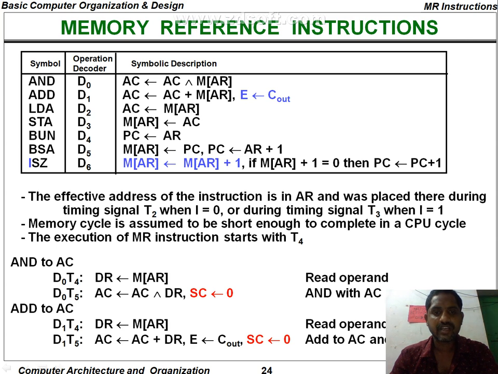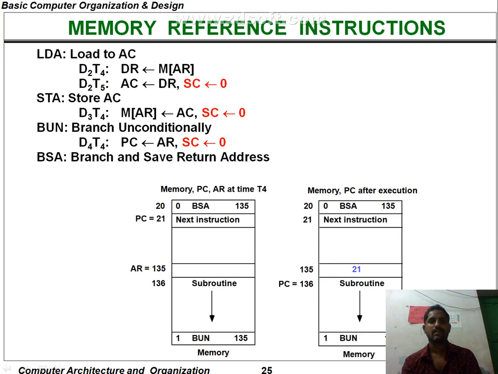The memory cycle is assumed to be short enough to complete within the CPU cycles. And to AC, add to AC, that is read operand and with AC, and read operand add with AC. So these are memory references: load to accumulator, store to accumulator, branch unconditional, branch and save address. Okay, these are the instructions: memory, PC, address register, time of decode, memory of execution. So using the direct addressing mode, we can implement the operation. See here, 2021, the program counter register 21 is the next instruction. That is the next one is 135 with the address register, then go to the subroutine instructions.